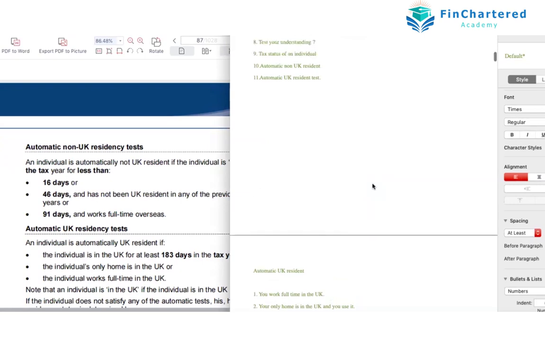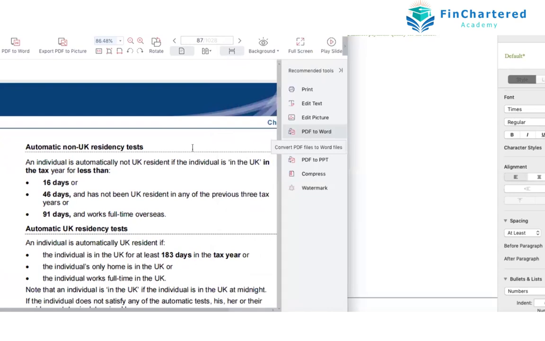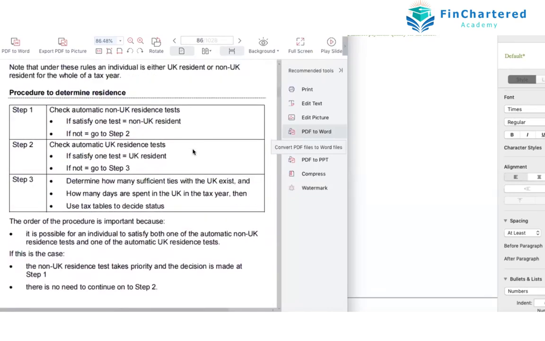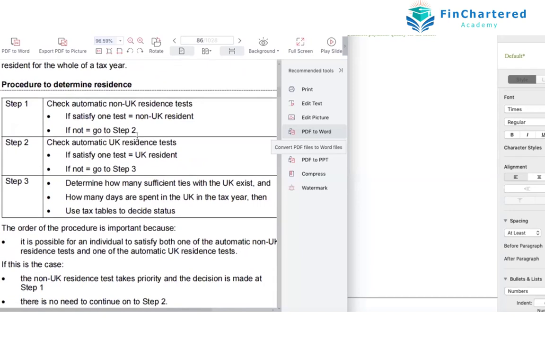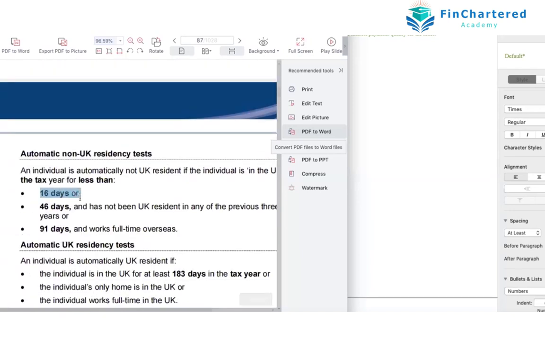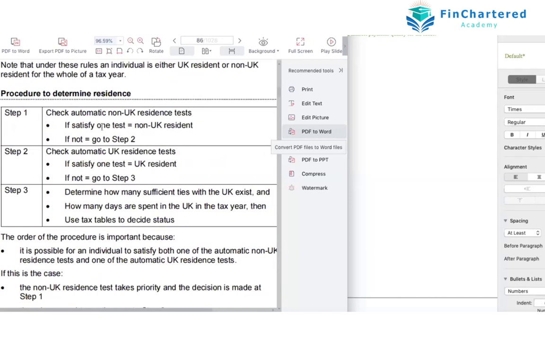Okay, so we've looked at when you will not be a UK resident and when you will be a UK resident. So this is very easy basically. When are you not a UK resident? When are you a UK resident? Step one is to check if you are not a UK resident. Basically you're checking, was I in the UK for less than 16 days? If any of these tests is met, you are not a UK resident.